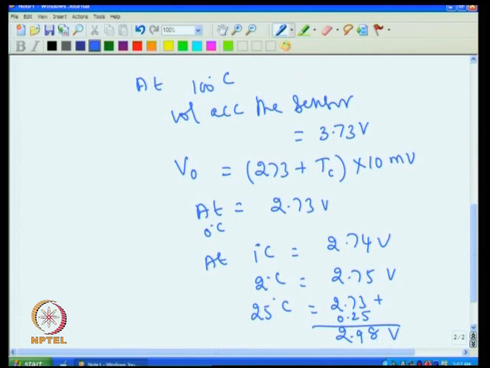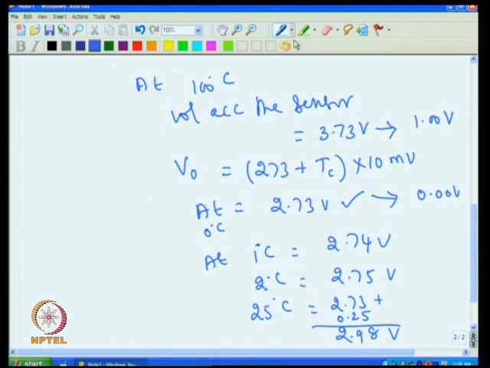But the only problem is, if I want to use it as a temperature indicator, then it is good if I get 0 volt at 0 degree C and 1 volt at 100 degree C. That would be good, because I can connect the meter directly and the display will show me the actual temperature. One need not worry about this 2.73 volt. So, the actual is at 0 degree C it is giving 2.73 volt, but this I have to convert into 0 volt.